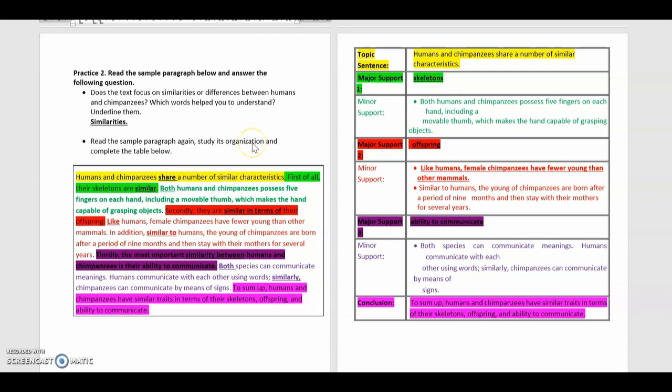And our third major supporting idea is more on the ability to communicate. So both species can communicate, by means of signs or using words, so they have a similar trait.